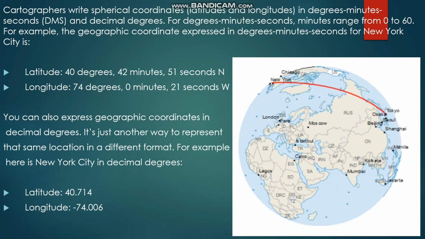Cartographers write spherical coordinates in degrees, minutes, seconds, and decimal degrees. For degrees, minutes, seconds, minutes range from 0 to 60. For example, geographic coordinates for New York City. Here you can see latitude and longitude in degrees, minutes and seconds. You can also express geographical coordinates in decimal degrees. It's just another way to represent a location in a different format. For example, here is New York City in decimal degrees, longitude and latitude.